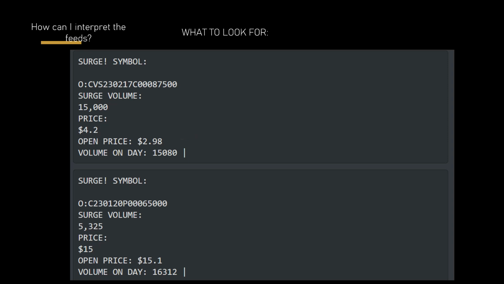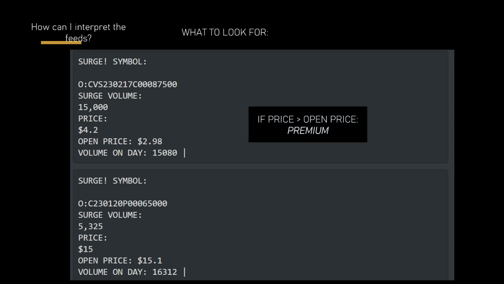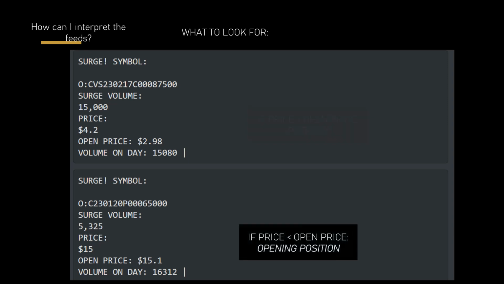Now, if the price is greater than the opening price, it's likely going to be a premium position. If the price is less than the opening price, it's likely going to be an opening position. What you'll also notice here is that the calls likely are going to be premium and the puts are likely going to be an opening position. Now, take a look at the state of the markets right now. Everything's basically overbought, and then you can kind of connect 2 and 2 together.